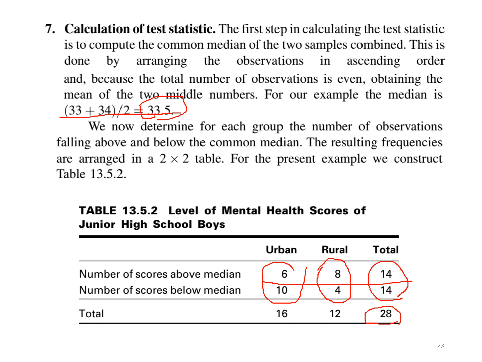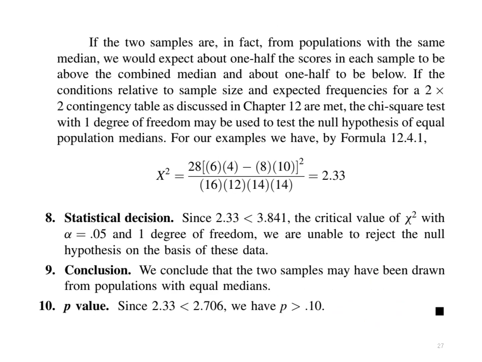But anyway, we have to look at the significance test. Here we have a 2 by 2 table. When we are learning chi-square statistics and you have a 2 by 2 table, we have a calculation formula. According to the formula, when you calculate the value, it is 2.33. So that's the chi-square value for the 2 by 2 table.